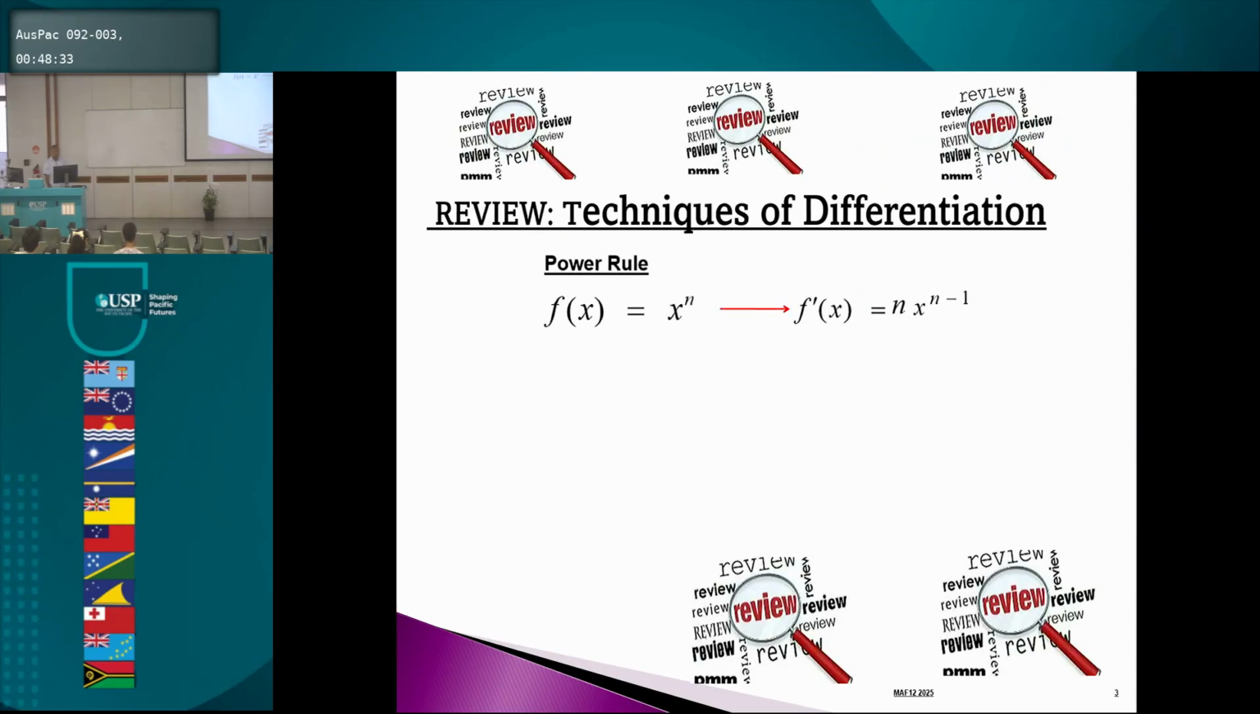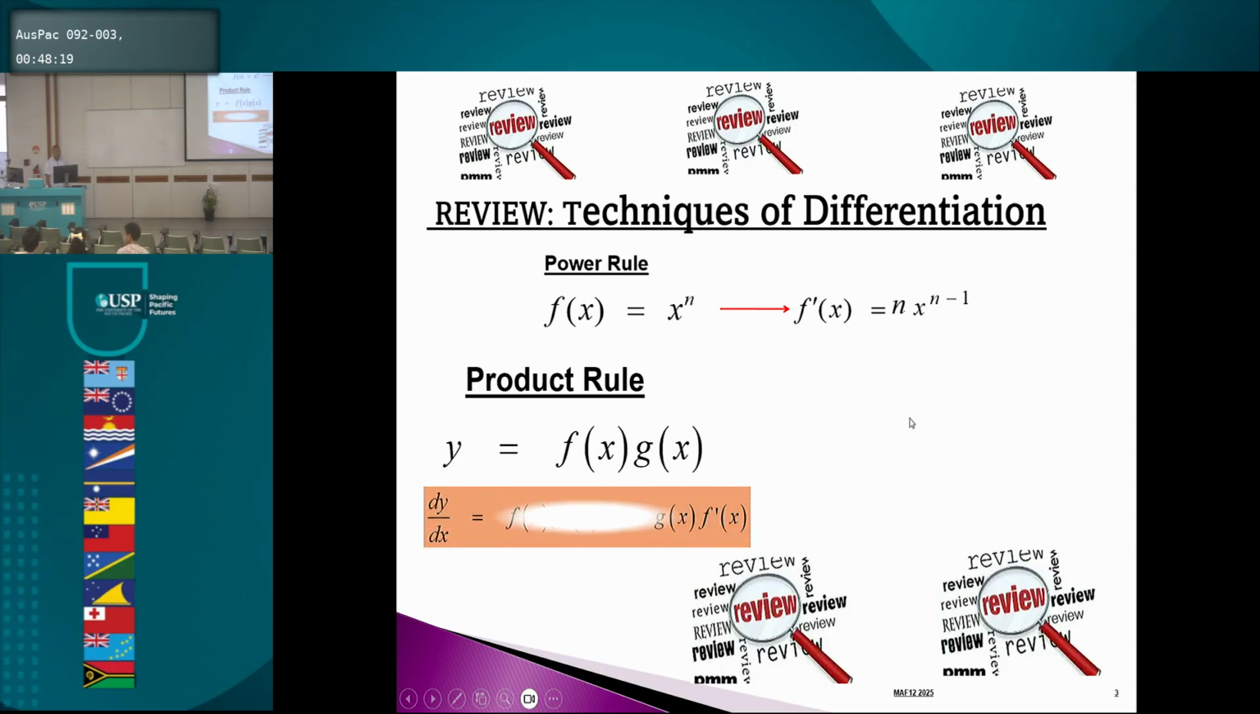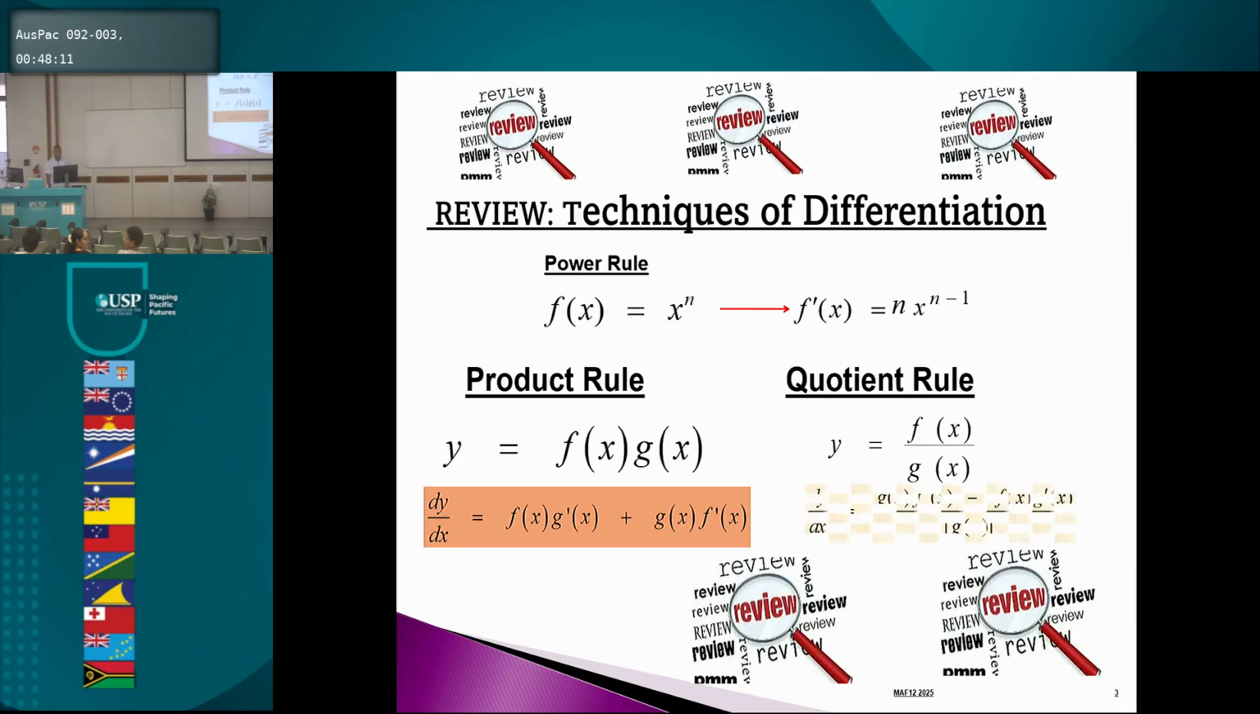Power rule, product rule. When do we use product rule? When 2 functions are multiplied? Yep, then you use the product rule. And quotient rule. When do we use quotient rule? When 2 functions are divided. Okay, this is all about differentiation. It is part of calculus.